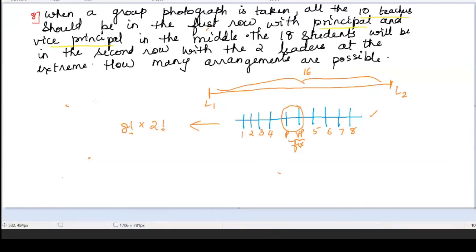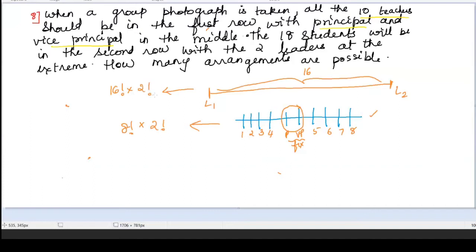Now, can anyone tell me the second row arrangement? There are 16 students, so 16 factorial, and the 2 leaders can also change their places. So it is 16 factorial into 2 factorial.